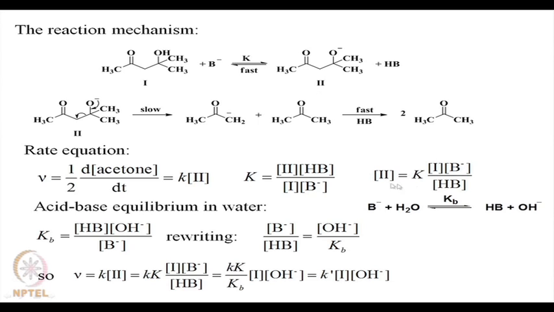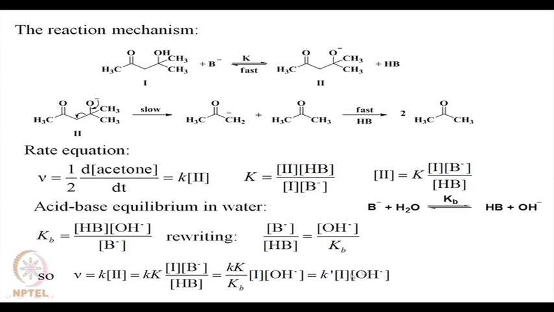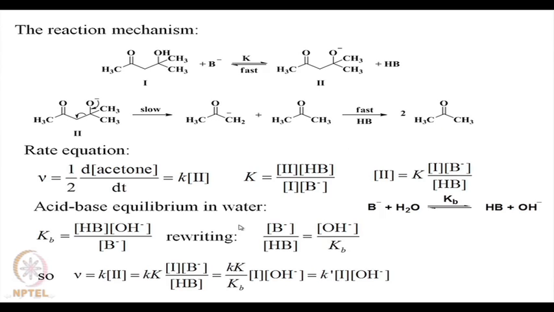So, the concentration has this expression, and considering acid base equilibrium in water, B minus plus water gives Kb, HB and OH minus. So, if we plug in the appropriate numbers in the expression, we will see, like the other one, that is your hydrolysis of ester. Let us go back to that slide also. You see that V is proportional to H3 plus. In the same way, here we are also getting V proportional to OH minus. So, it is a specific base catalysis where we are seeing that the observed reaction rate K is very much proportional to OH minus.